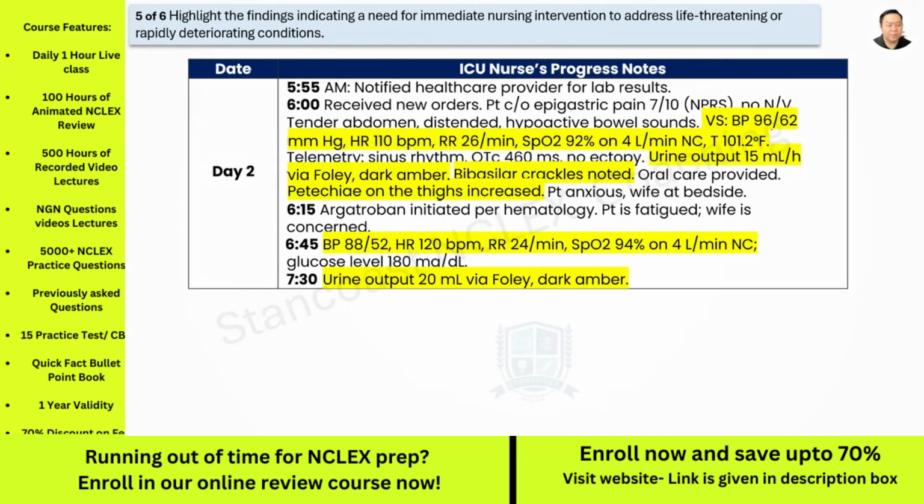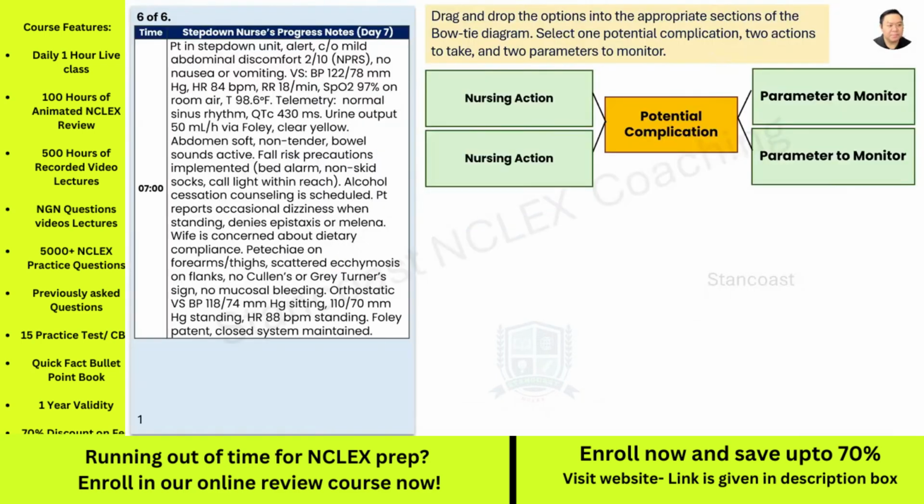Now, let's jump into the topic. Number 6. This is a bow tie test type. And we have progress notes. It said at 7 in the morning, this is day 7, and the step-down unit. It said, patient in step-down unit alert, complains of mild abdominal discomfort, 2 out of 10 per numeric pain rating scale.